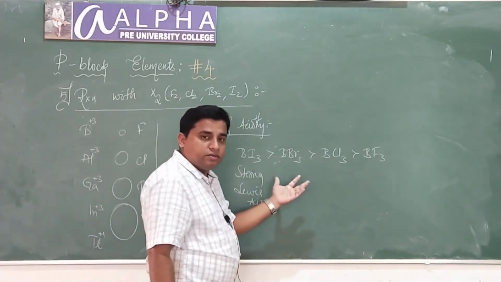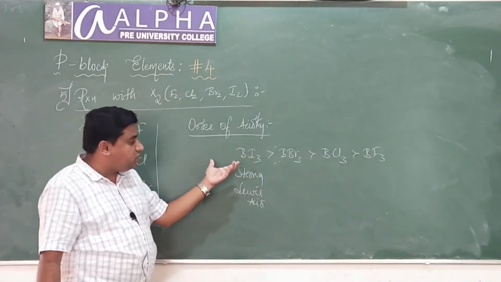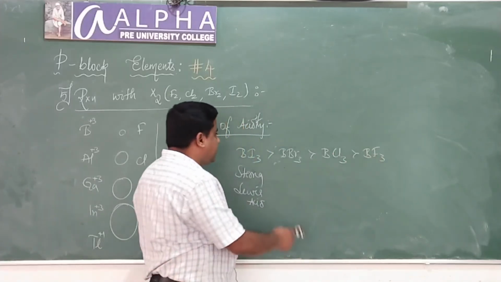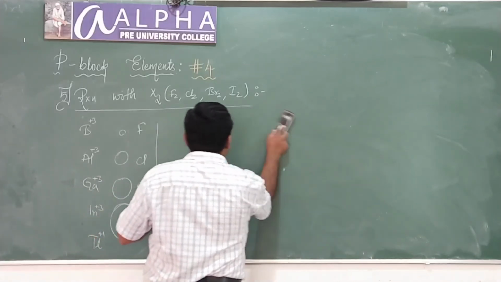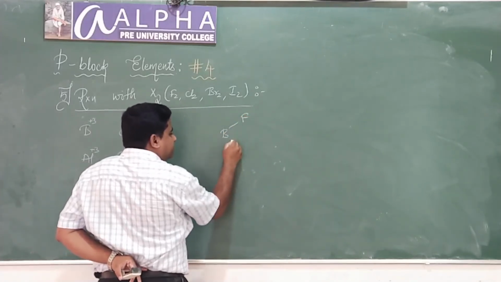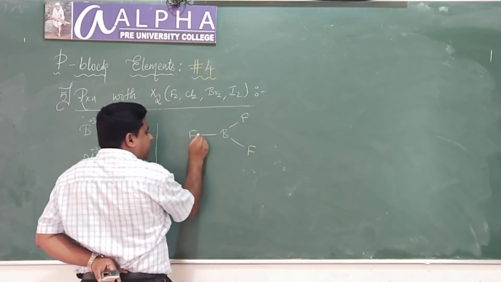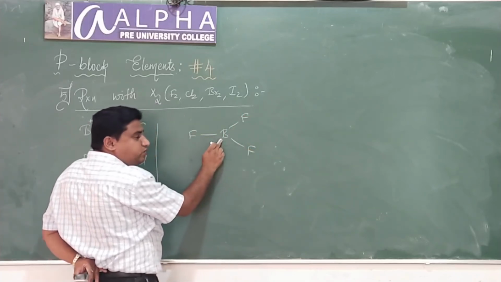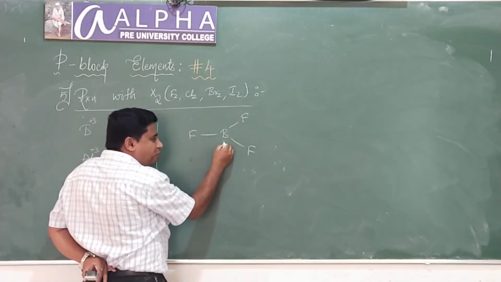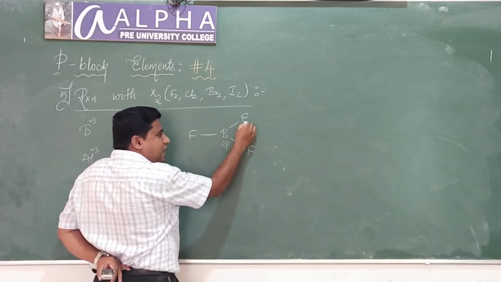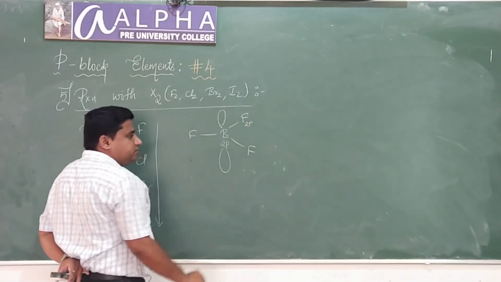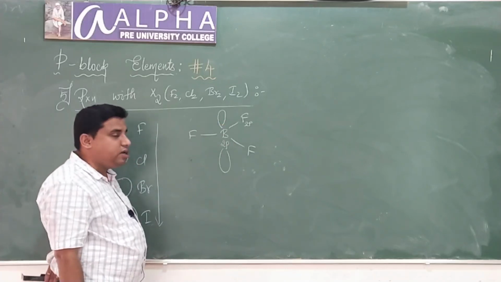Why is this the order? Why is boron triiodide a strong Lewis acid? Why is boron trifluoride a weak Lewis acid? Let us consider the structure again. If I consider boron trifluoride, when boron forms a bond with fluorine, the 2p orbital of boron will overlap with the 2p orbital of fluorine, and there will be one vacant orbital in boron.